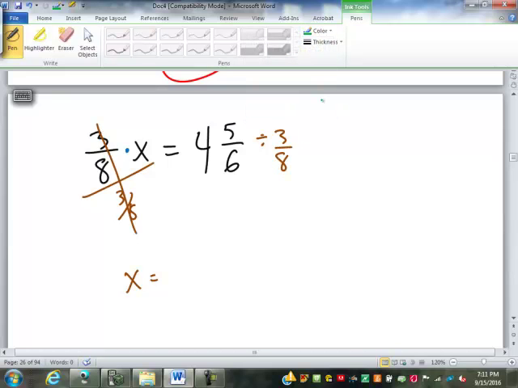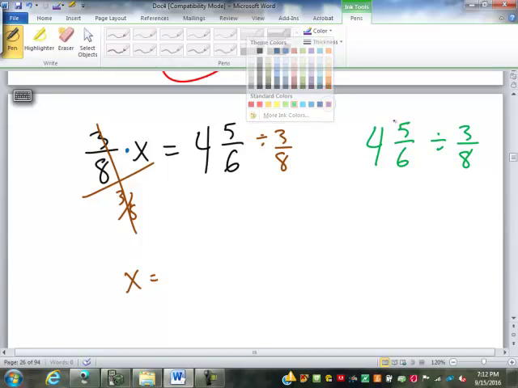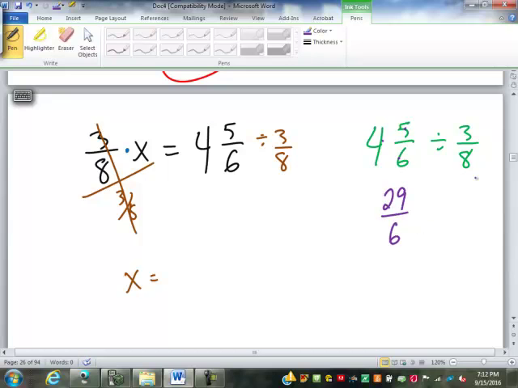It's not just a matter of dividing our fractions, right? 4 and 5/6 divided by 3/8. I have to turn the 4 and 5/6 into an improper fraction. How do I do that? Perfect. 4 times 6 is 24, plus 5 is 29/6. And then instead of dividing by 3/8, I'm going to multiply by 8/3.